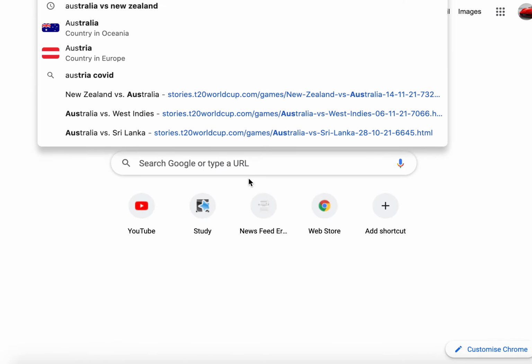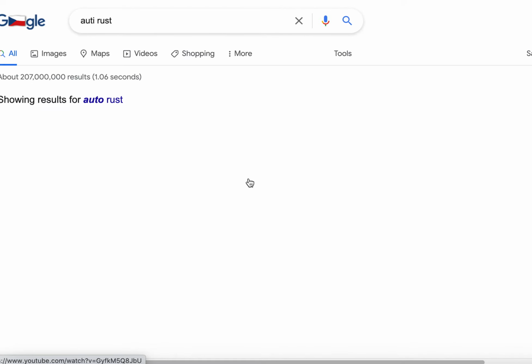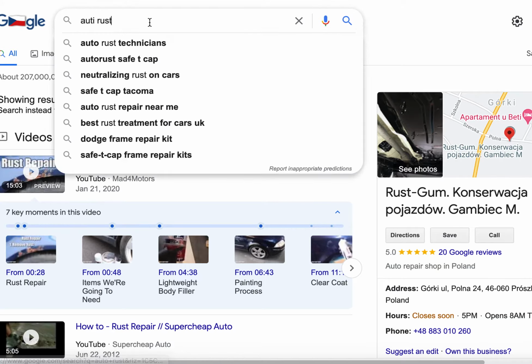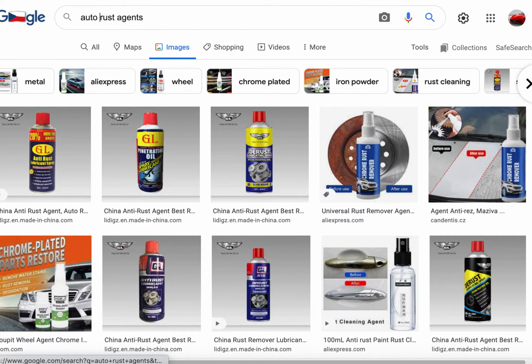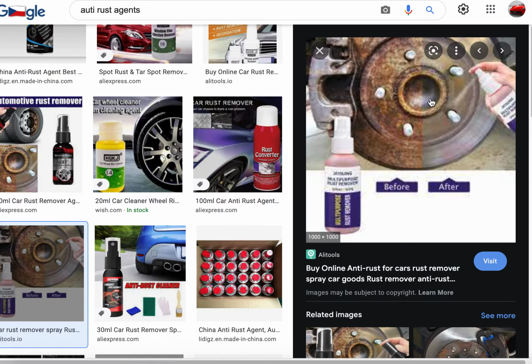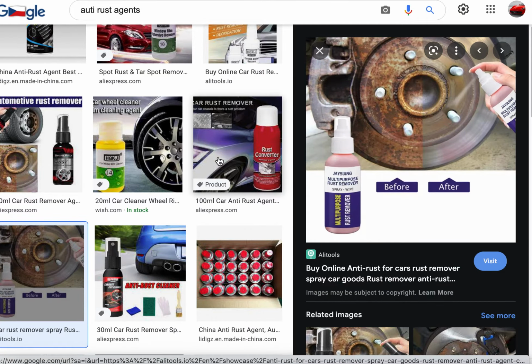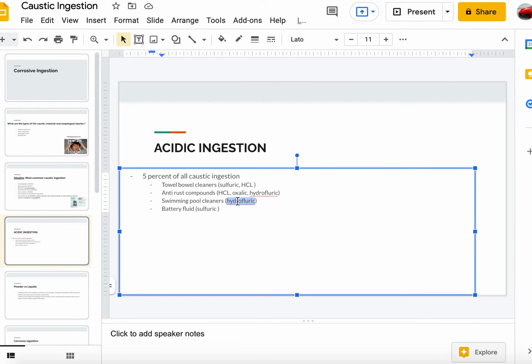Anti-rust agents are obviously going to be used when we are talking about metals. These are the really key ones for breaking down the rust that's going to be in, for example, a tower or any sort of equipment where we want to use anti-rust agents. Obviously, ingestion of that can lead to many damages. With swimming pool chloride, as you know, that is hydrofluoric. We said this many times that it's always there, and also battery fluids over here, guys, a more or less similar thing, just more acidic.